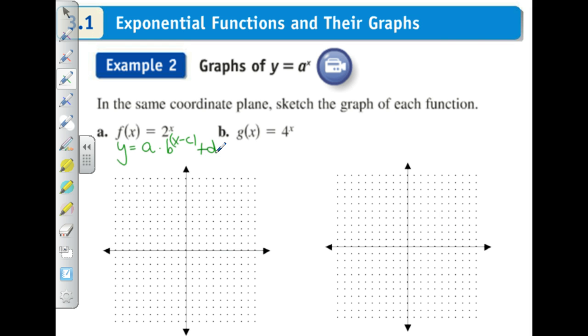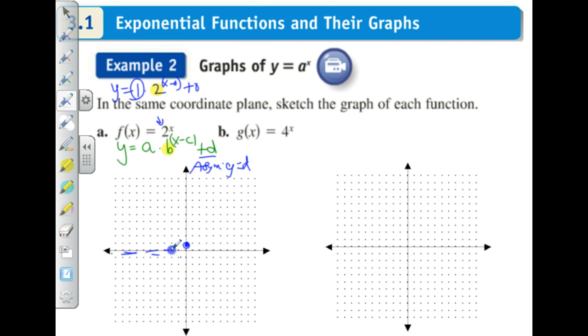So I'm looking at this one. Many students would think that the a term, or the start value, would be 2, but if you were to rewrite this, it is actually 1 times 2 to the x, and 2 is actually the b, or the base value. There is no c shift and there is no d shift. So this starts at 0, 1. From there, we're not going to shove it left or right or up or down, so I'll just close that dot.